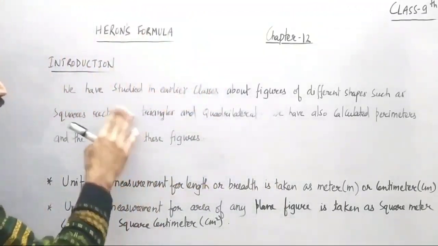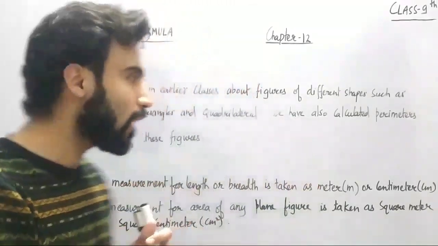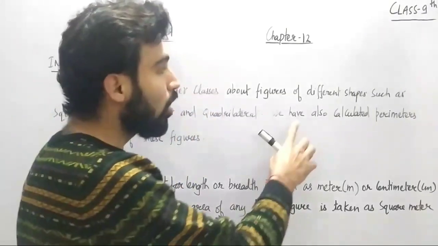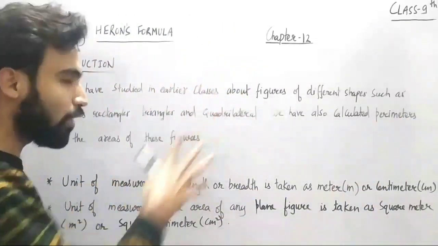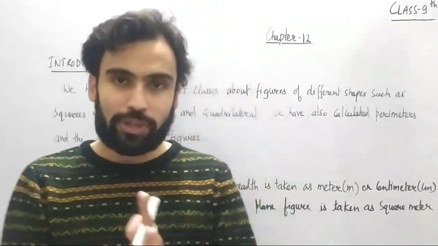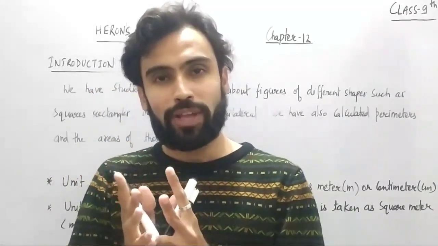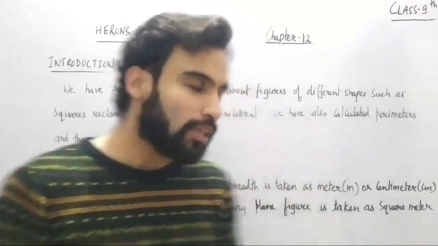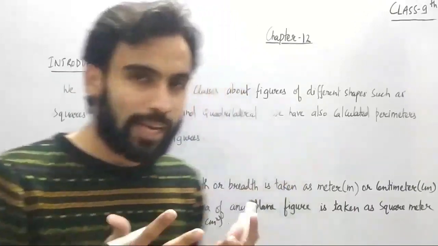Now let me just tell you that we have studied many figures in previous classes, we have seen many figures. You can see like squares, rectangles, triangles, quadrilaterals. So we have also calculated perimeters and the areas of these figures, right? So we have found out the area and perimeter of all these figures in smaller classes. So I hope you know the formulas to find out the area and, you can see, perimeter of different figures. Now you can see here in this chapter, let me just take an example first.